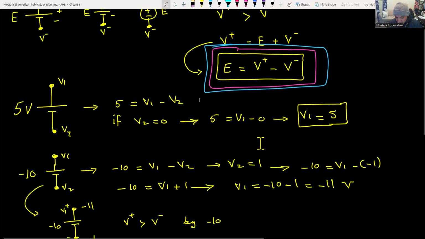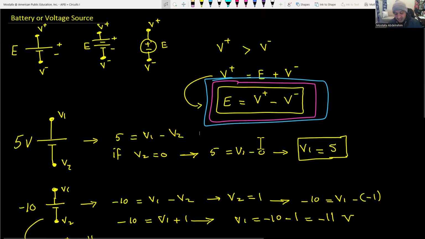Okay, guys, so that basically was the battery or the voltage source and how we deal with it in a circuit. In the next video, I'm going to go into more basic definitions like that.